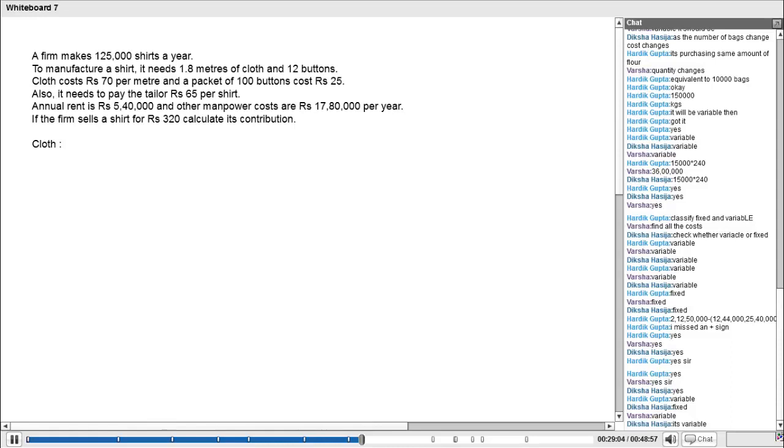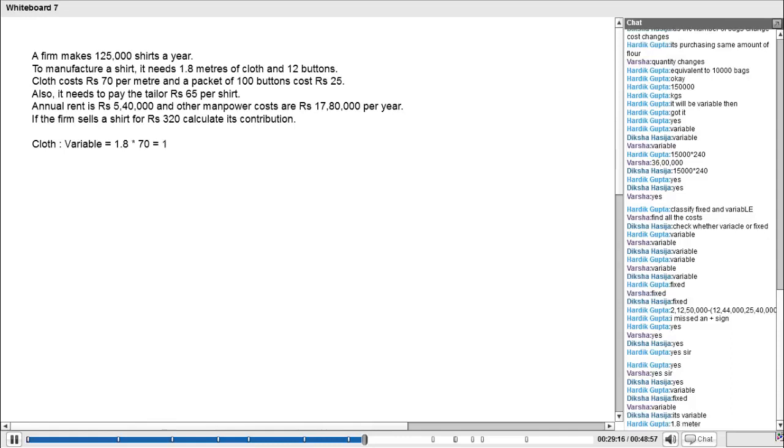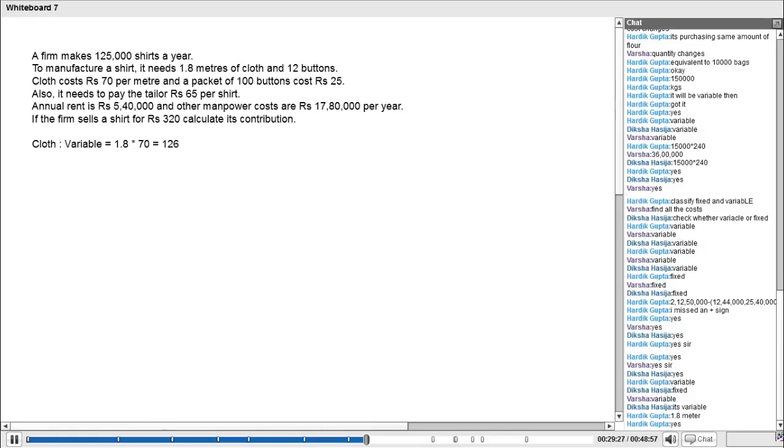And how much is it? So it is variable and it is 1.8 meters. How much is it per shirt? 1.8 into 70, so this is equal to rupees 126. Okay. So this is our cost per shirt. So the cost of cloth per shirt is rupees 126 per shirt. Is this clear to all of you?